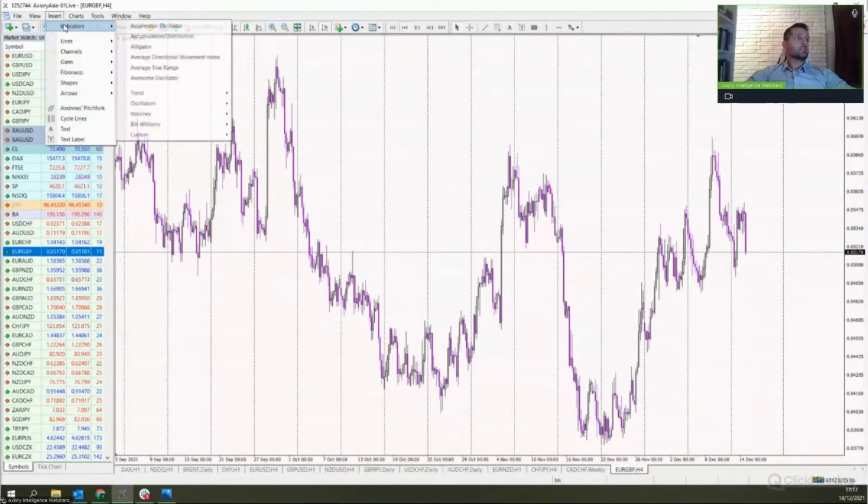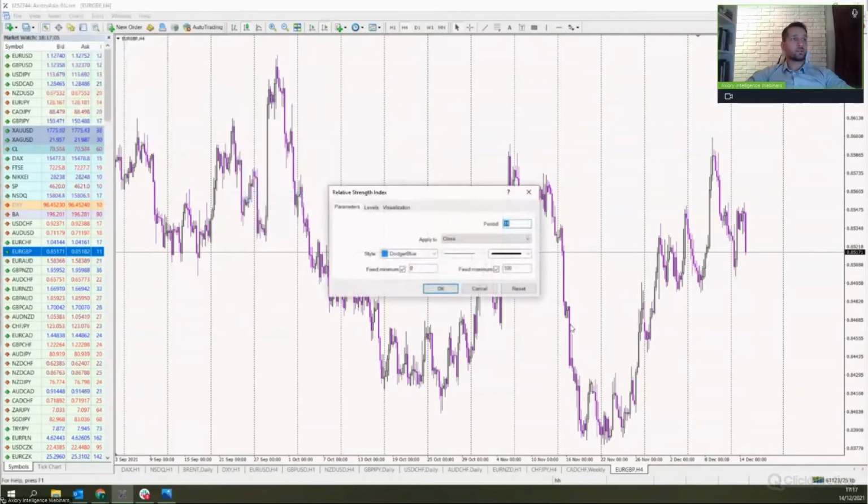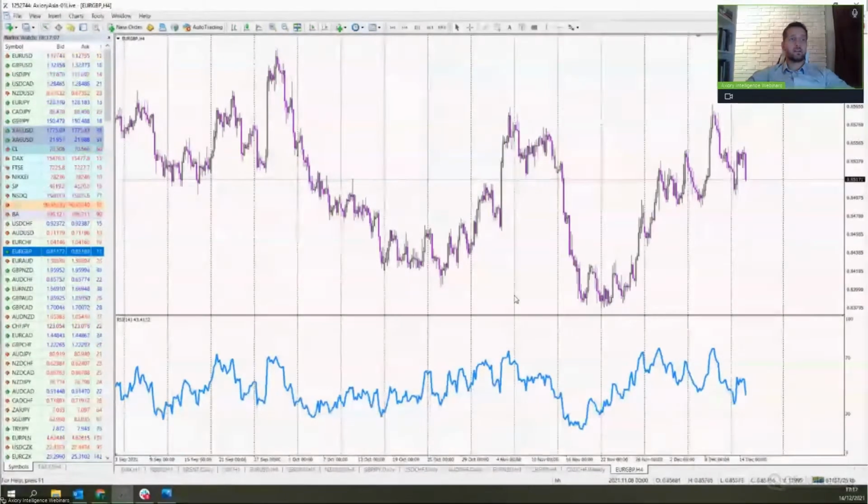But the next indicator is RSI. RSI is the Relative Strength Index, one of the most popular indicators, one of the most popular oscillators. This is also used for divergences, but it is also used to show you the oversold and overbought status of the market. You can see that there are two lines here, 30 and 70. Yes, they are important, 30 and 70.